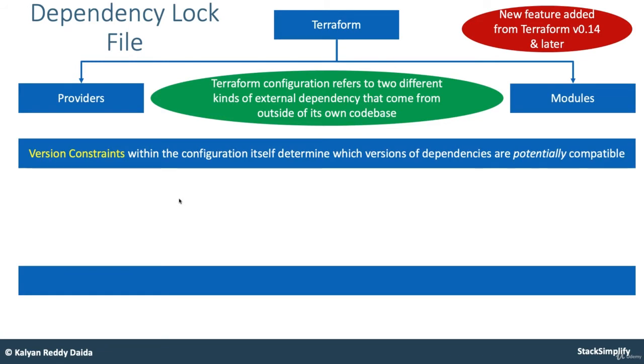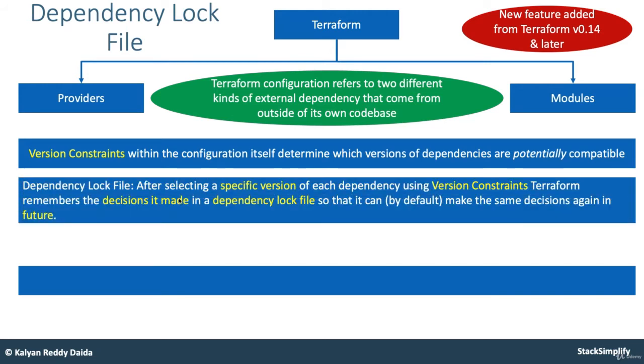Version constraints within the configuration itself determine which versions of dependencies are potentially compatible with our configuration. We have seen version constraints in our initial lectures, and to define them we use tilde, greater than or equal to, and different operators to define versions for providers or for Terraform. Now, discussing in line with providers, these version constraints determine which versions of the dependency are potentially compatible.